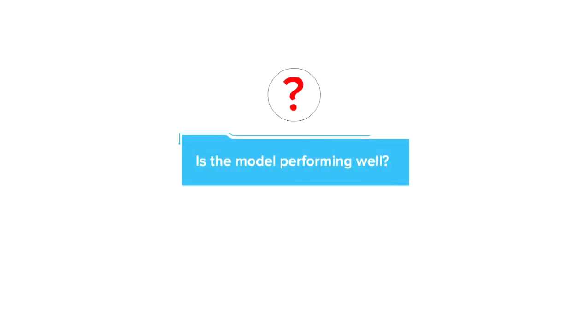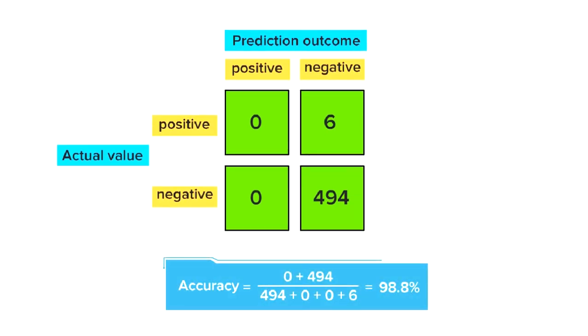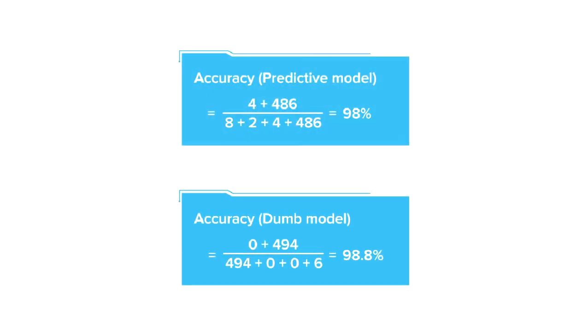Looking at the model accuracy, we can easily conclude that the model we made is performing extremely well, right? Well, not quite. If we look at the confusion matrix of the dumb model, it would look something like this. Let us now input the values from the confusion matrix into the formula for accuracy. The accuracy comes out to be 98.8%. What just happened? How did a dumb model manage to trump a predictive model? We simply used the way of brute force to predict every patient as negative, or maybe the predictive model as we trained is worse than the dumb model.